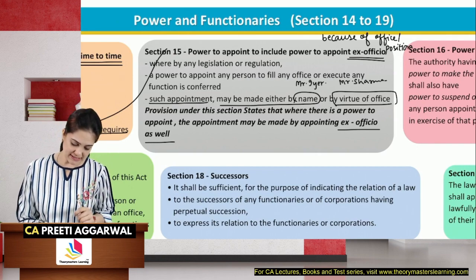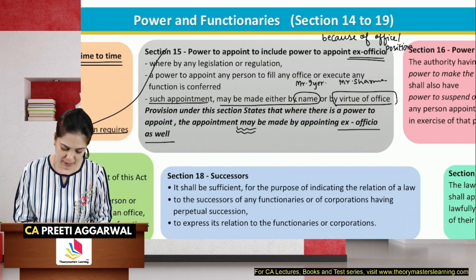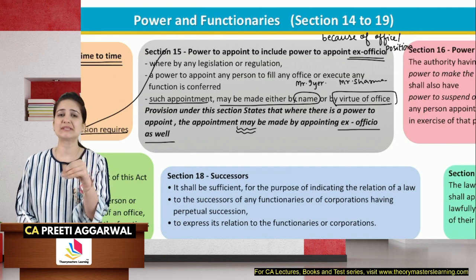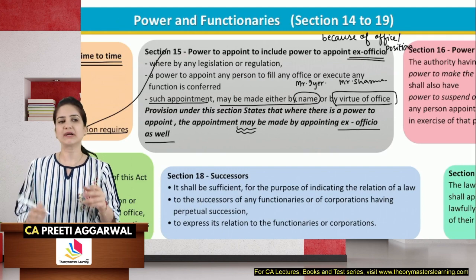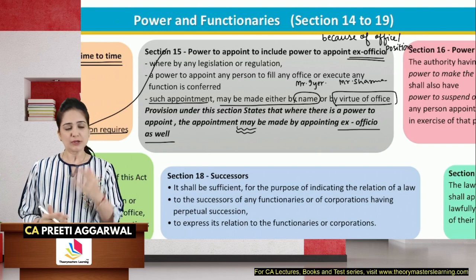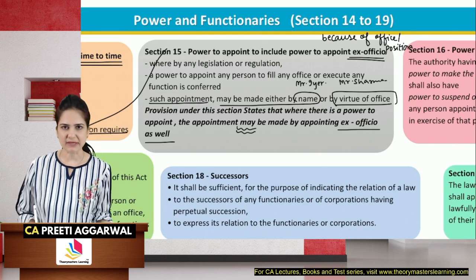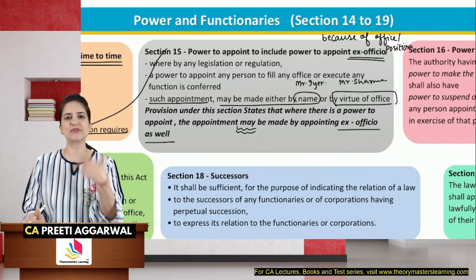Under this section, it states that where there is a power to appoint, the appointment may be made. Okay, it is not compulsory. They have used the word may. It may be made by appointing ex officio as well. Ex officio means that person is a natural choice because of his position, because of his office. Like say for example, like you have organized an annual day function in your college. You have invited someone as a chief guest. Now that person is unable to make it. Okay, last minute he cancels that I cannot come. The next obvious choice will be your principal.